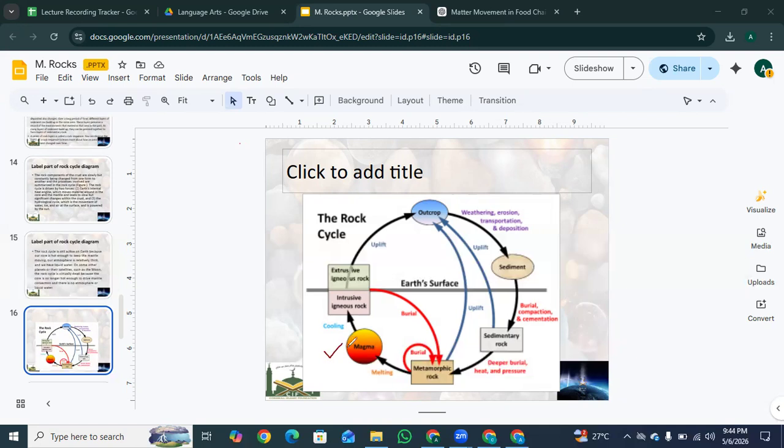When magma cools down, it hardens, and it becomes igneous rocks. If it stays underground, it's intrusive. If it shoots out of a volcano, it's extrusive. So the next stage is the outcrop, which is this. When rocks are pushed up to the earth's surface, like uplift, you can say, they form an outcrop.